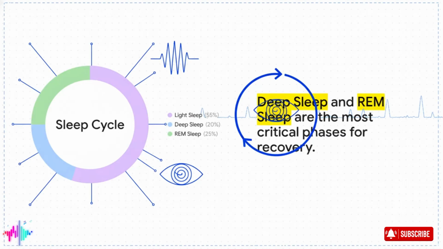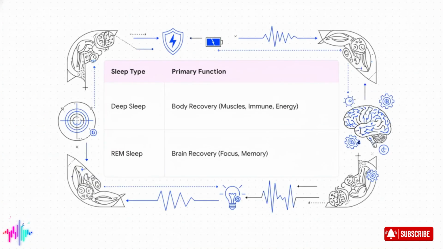Okay, so within that 90-minute cycle, not all stages are created equal, not even close. For our purposes, peak performance, total recovery, we are laser-focused on two specific stages: deep sleep and REM sleep. Think of these as the power phases. This is where the real work gets done. And this distinction, this is our strategic target.